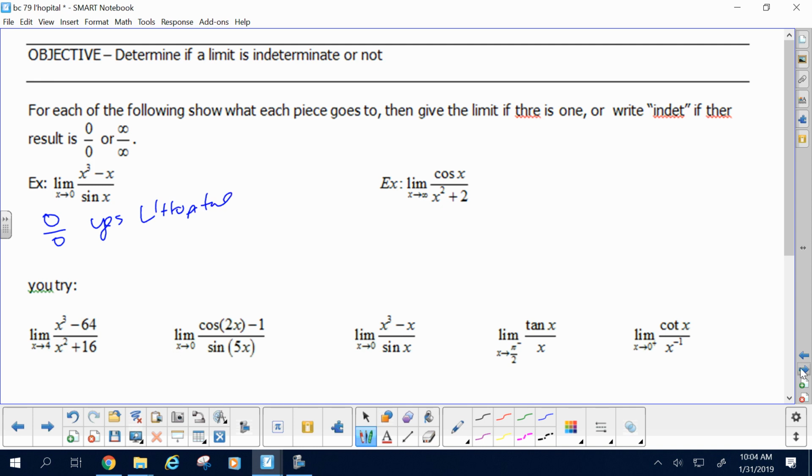Now, when we actually do the problem, we would then use derivatives and do L'Hopital's rule, but we're not there yet. What about the next one?